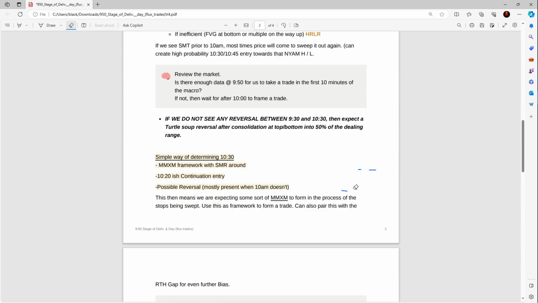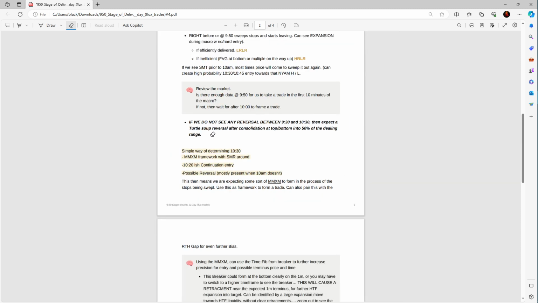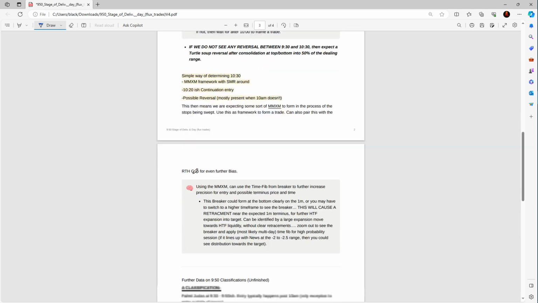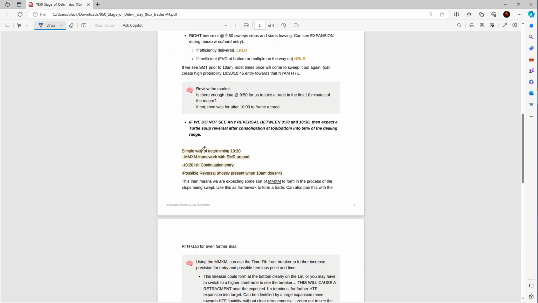This one rarely happens. It only happens really when we're expanding towards a higher time frame target. And then the rest of the stuff is for just further data. So this right here would be 10:30 stuff. So you either can frame a market maker model around the SMT around 10:30, which is typically what you see me trade, 10:20 continuation, stuff like that. Now, possible reversals happen when 10 a.m. does not reverse, which is what you see in here as well.